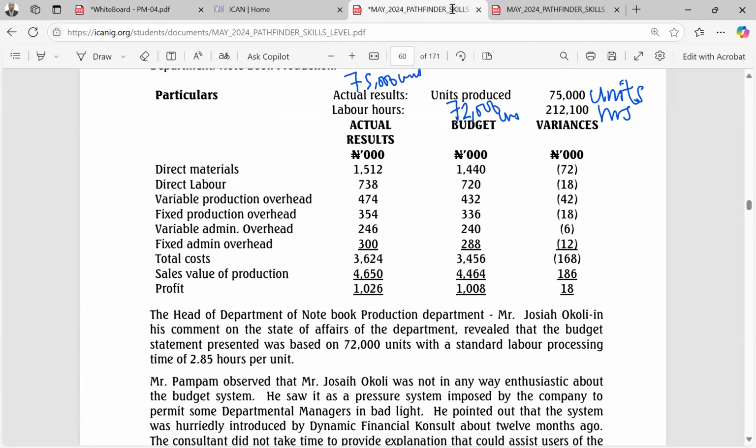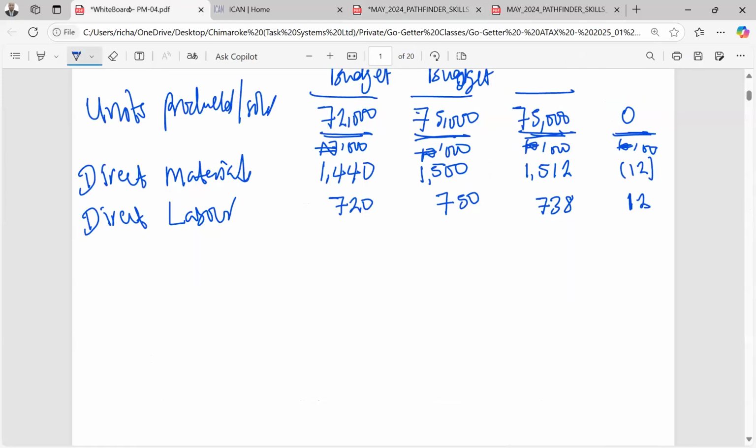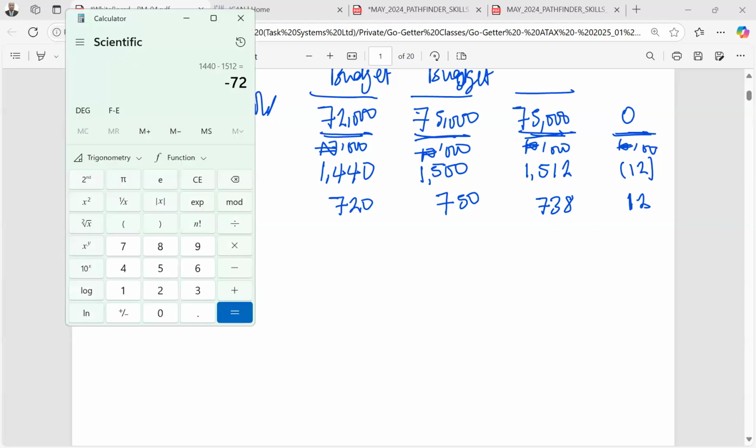The next thing here is variable production overhead. And see the question, what is it? Let me see the question. So I'm not seeing my calculator. Are you seeing my calculator now? No. Okay, I'm seeing it now. Just appear. I beg, can you go back from that direct material? I didn't get it.